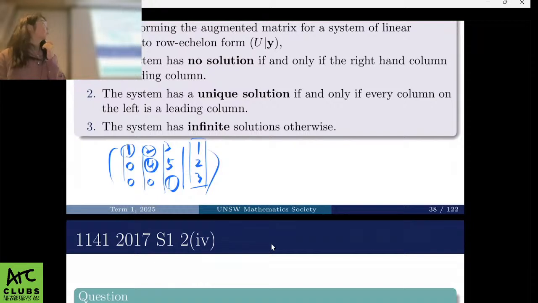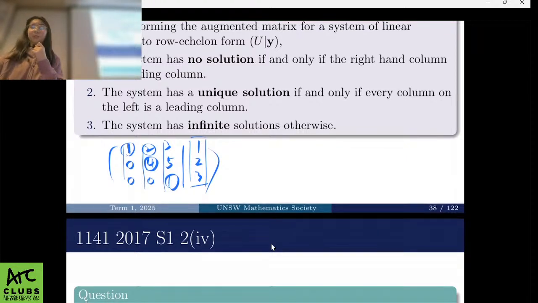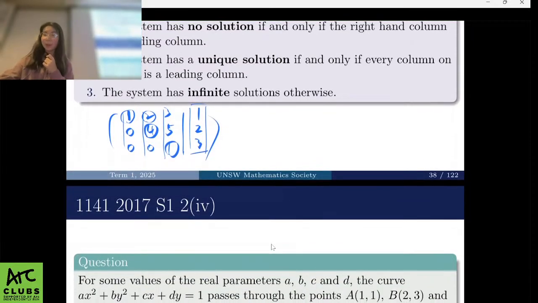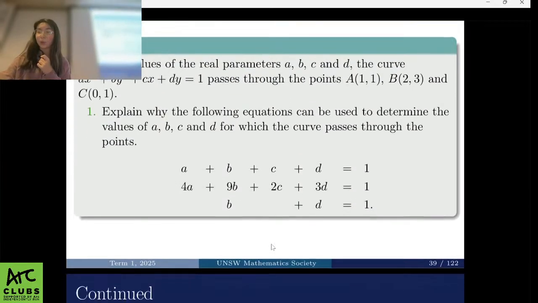And finally, you would get infinite solutions in any other case. So essentially, you just have to determine whether it has no solution or a unique solution, because otherwise it's going to have infinite solutions. Right, so that's a quick recap. And then let's take a look at one question.